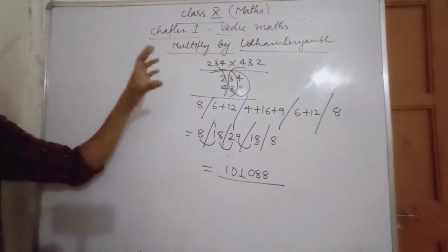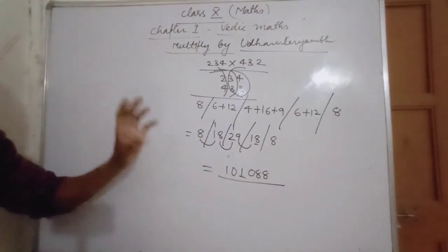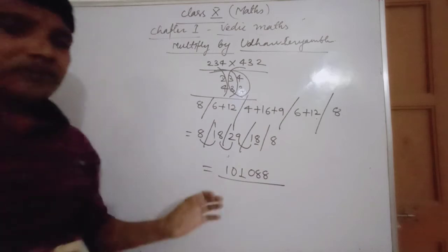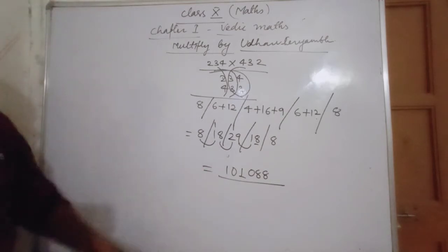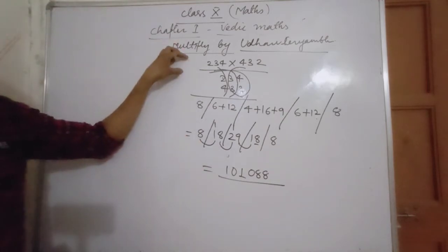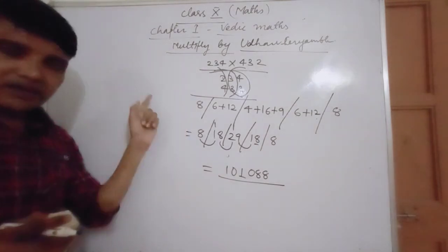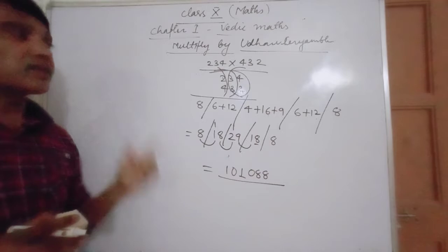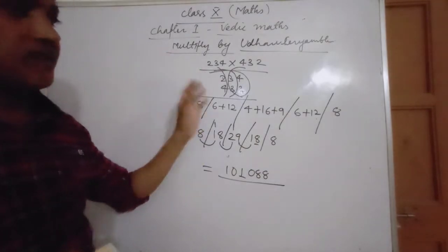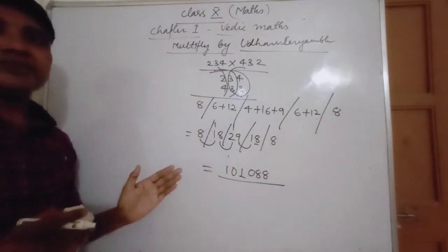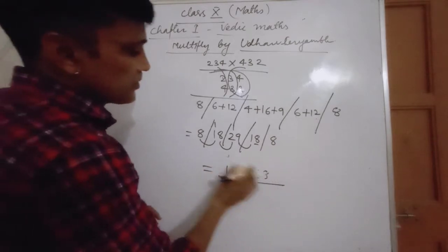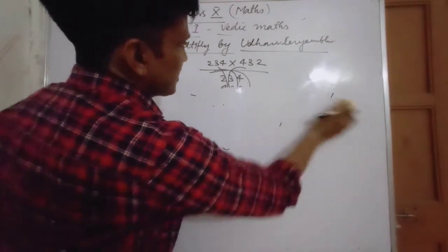This formula is used for the ऊर्ध्वतिर्यग्भ्याम् method. These are the multiplication methods I have shown today. One is एकाधिकेन पूर्वेण, one is एकन्यूनेन पूर्वेण, third is Nikhilam, and fourth is the ऊर्ध्वतिर्यग्भ्याम् method. For today's homework I am giving you questions to solve by these 4 methods.